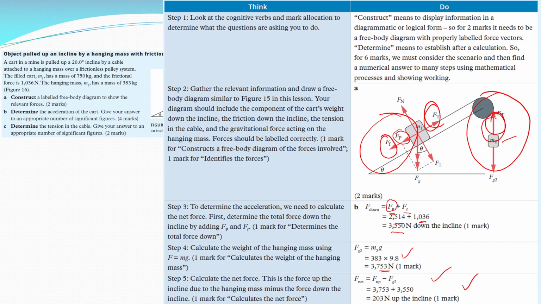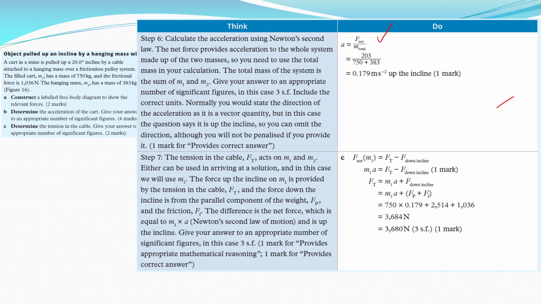You can see to do acceleration, that's got to go into F equals ma, just like up here. My net force was 203, but it's accelerating the entire mass of the thing. So that's 750 plus the 383, 0.179 meters per second squared.